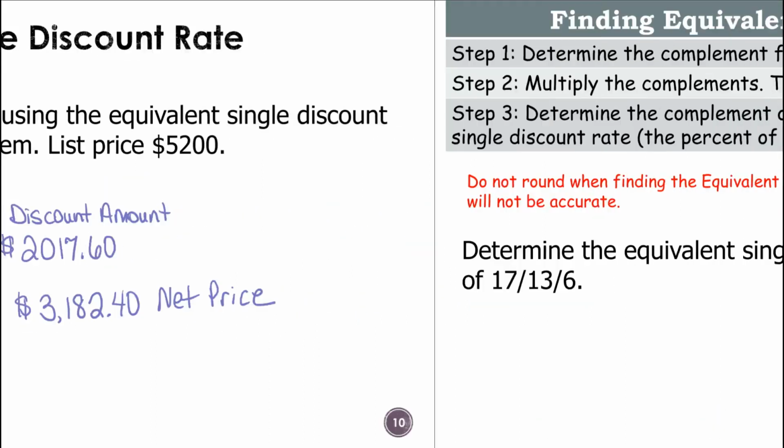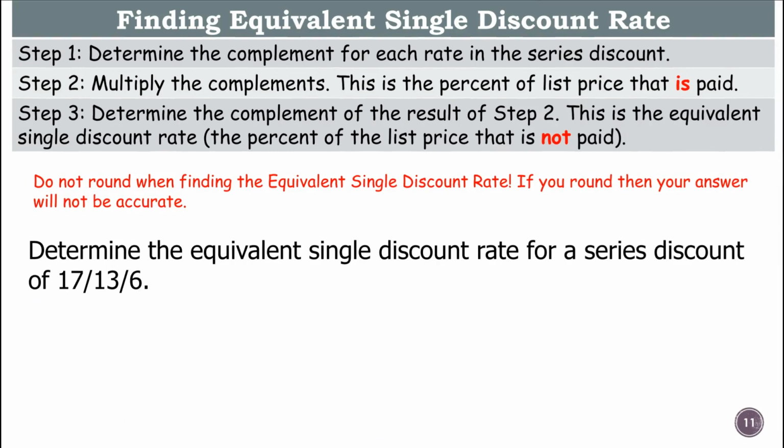Okay, so we're going to practice finding the equivalent single discount rate again. We start out by finding the complements of our series discount. The complement of 17 is 83, the complement of 13 is 87, the complement of 6 is 94. Now step 2, we multiply these complements in decimal form. So it's 0.83 times 0.87 times 0.94. And that gives us a pretty long, messy decimal.